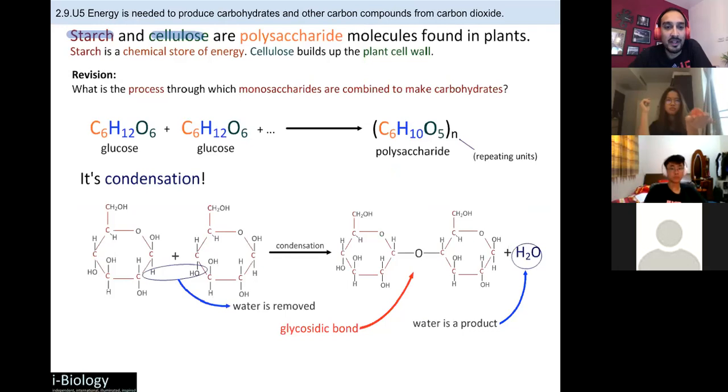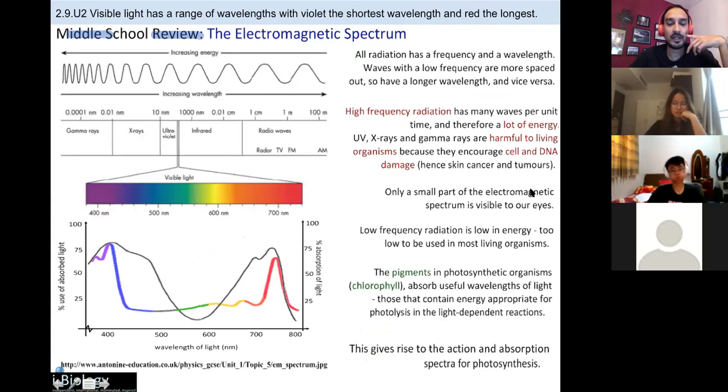That should have been a review, but to put these all together, remember that it's a condensation reaction. In a condensation reaction, we produce H2O as a byproduct. This bond is called a glycosidic bond. Bonds between sugars are glycosidic bonds. So after you've made glucose, when you want to start making starch and cellulose, you need condensation reactions to take place. It's just incorporating old knowledge.